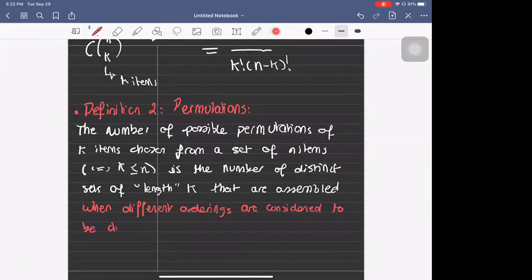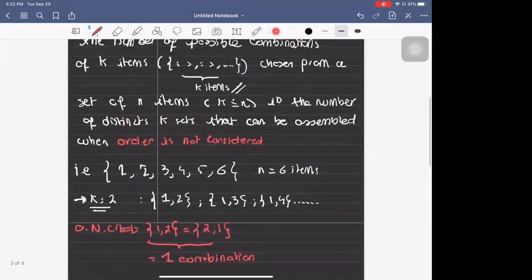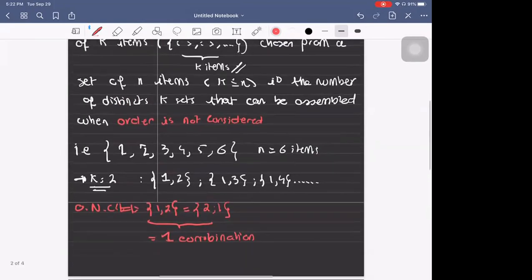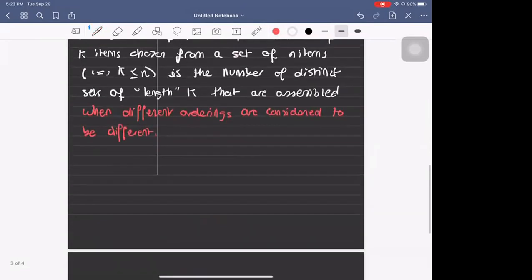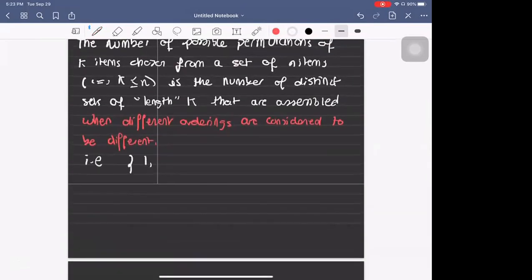So when we're looking at combinations, I said order is not considered, and I gave you the example that 1 and 2, 2 and 1 is actually the same. So the ordering does not matter. It's still considered one combination. The only difference with permutations is that 1 and 2 and 2 and 1 are not the same. So that will equal 2 permutations.